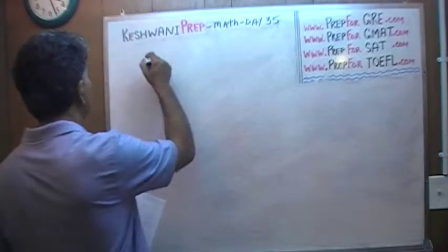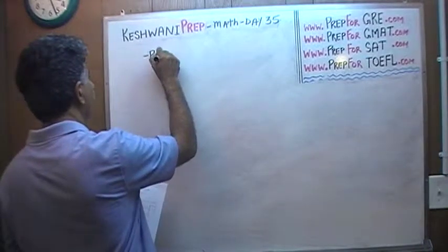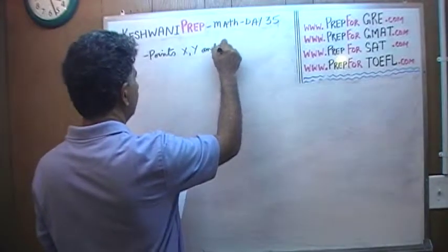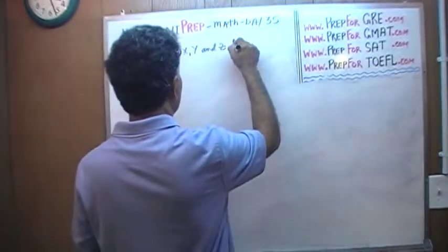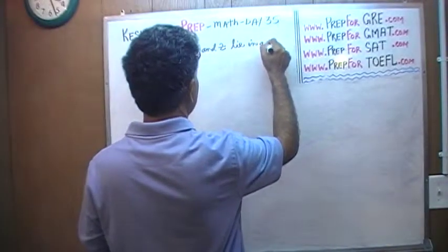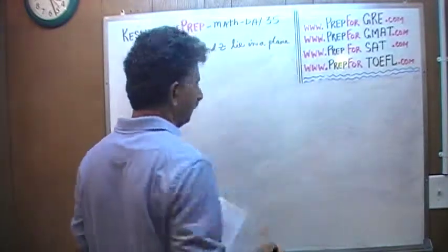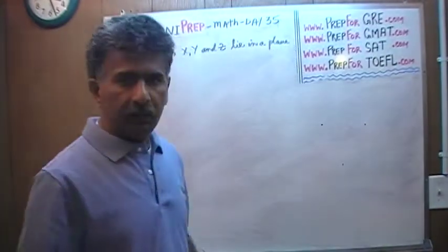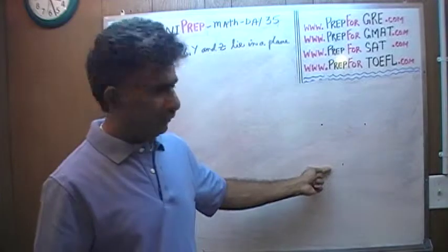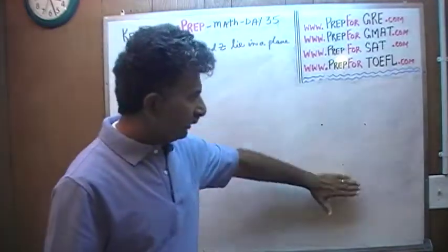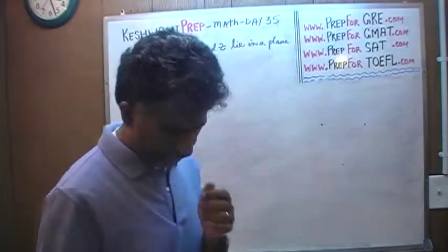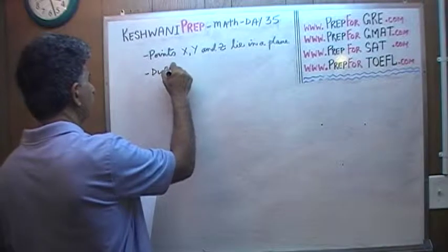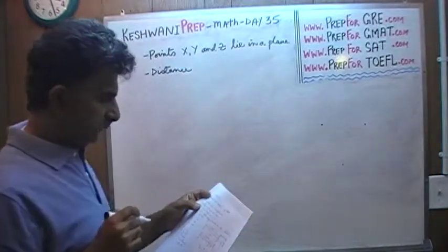Here's the question. Points X, Y and Z lie in a plane. To lie in a plane means, for example, I'm going to show you 3 points, they all lie in this plane right here. In other words, none of these 3 points is sticking out. It's not three-dimensional. They all lie in a two-dimensional surface. That's what it means to lie in a plane. It's very important that you understand the lingo, because you don't want to sit there in the exam and wonder what that means.